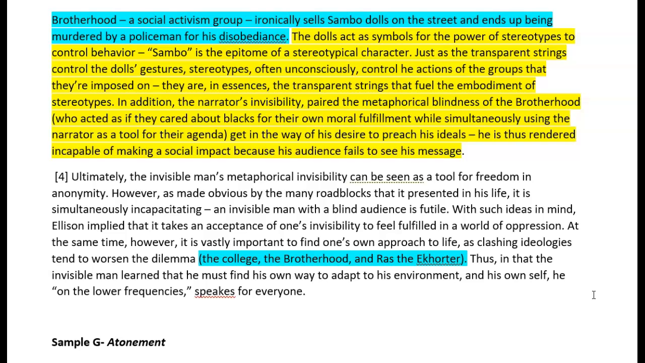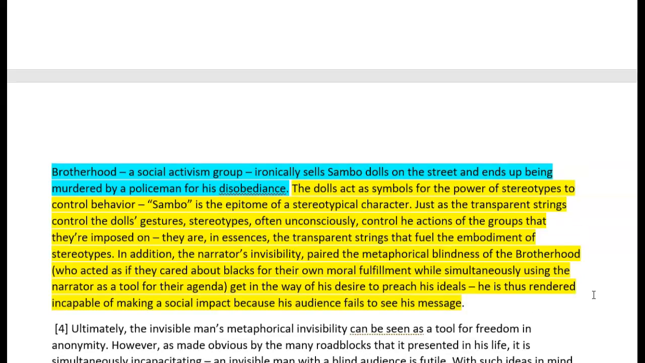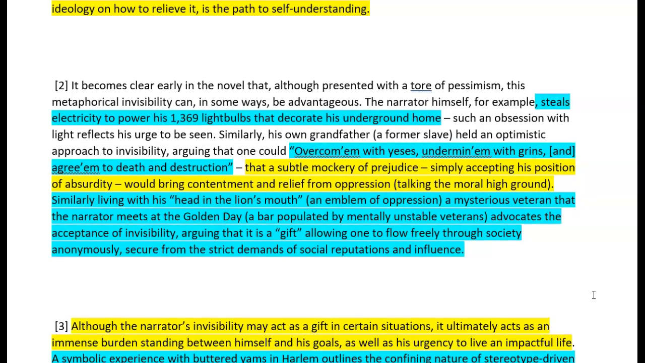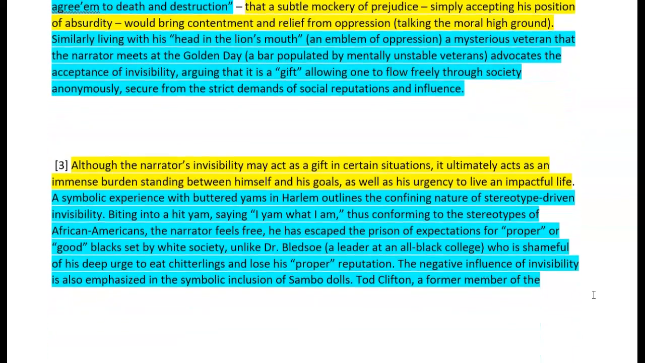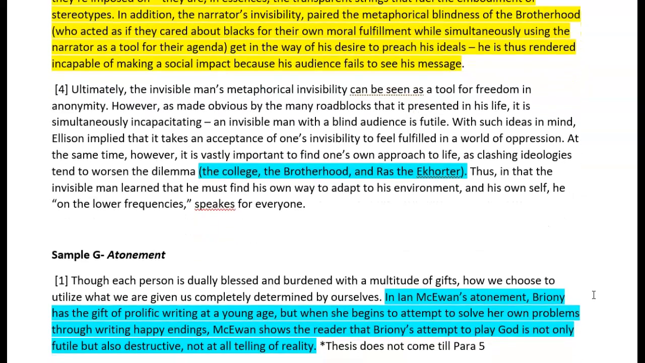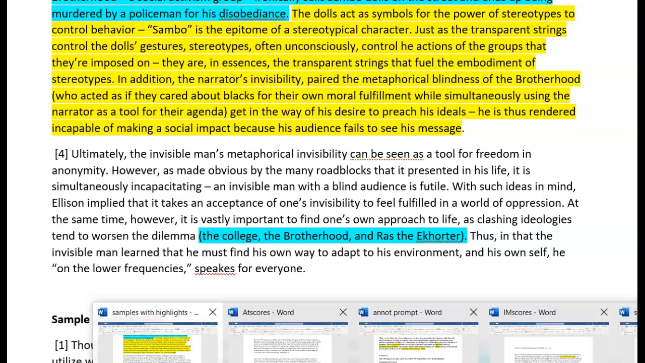And then if you go to paragraph 4, you'll see that he or she does what I specifically told you guys to do, which is pull out of the text, just focus on the commentary, and then go back and reassert the universal meaning of the work as a whole. Ellison implied that it makes an acceptance of one's invisibility to be fulfilled in a world of oppression. Obviously, this essay is not perfect. You know, the kid only had 40 minutes and it's so long. But again, if you look at it, he or she did exactly what I said. Go use the advantage and then look at how it's a burden. So let the structure of the essay work for you. Let the structure of the prompt work for you.